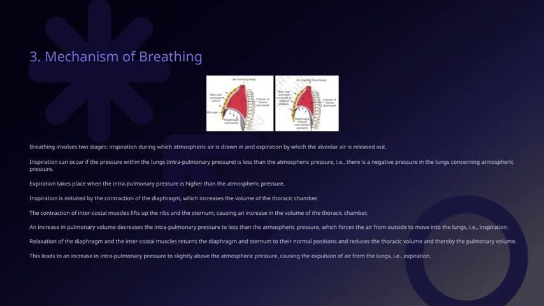Then, when the diaphragm and the intercostal muscles relax, they return to their normal positions. This relaxation decreases the thoracic volume and, consequently, the pulmonary volume. As the volume decreases, the intrapulmonary pressure rises above the atmospheric pressure again, pushing the air out.